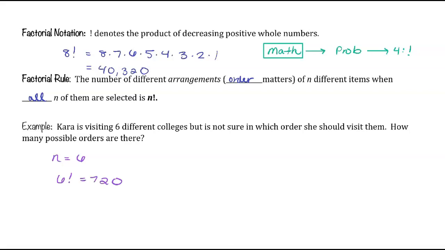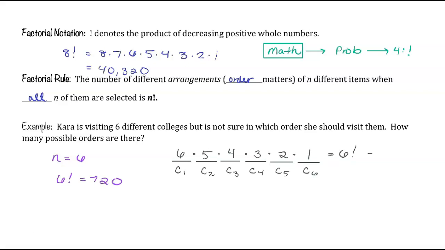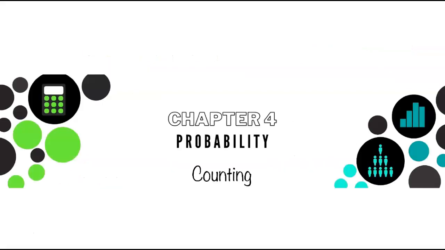Looking at this through a slightly different lens, think about how many options she has for which college she goes to first. 6. After she's visited the first college, how many are left to choose from second? Now there's 5. Once she's visited 2 colleges, how many colleges are left to choose from to visit third? 4, and so on. Multiplying these values together, we have exactly 6 factorial, or 720. That concludes this lecture video on a few methods of counting.